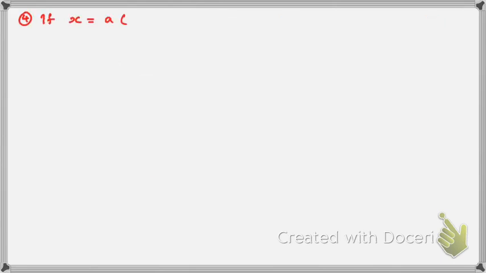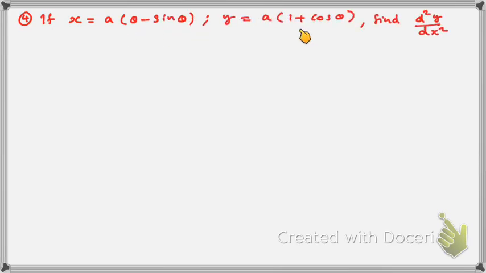We're going to look at another question. x is equal to a into theta minus sin theta, y is equal to a into 1 plus cos theta. Find d square y by dx square. Here the parameter is theta. x is written in terms of theta. y is separately written in terms of theta.